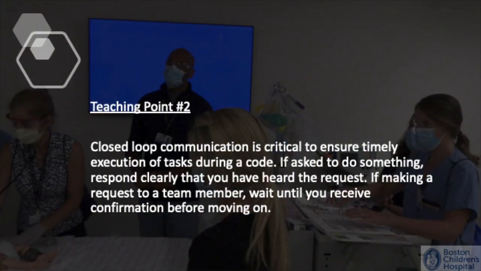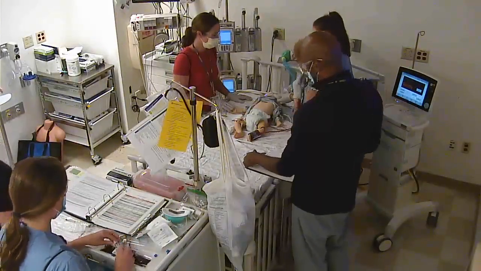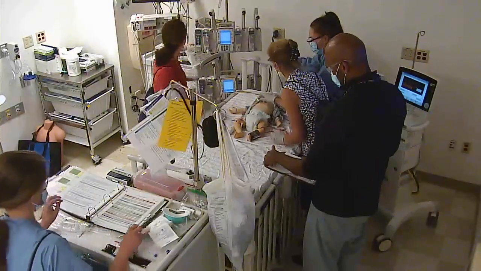Closed-loop communication is critical to ensure timely execution of tasks during a code. If asked to do something, respond clearly that you have heard the request. If making a request to a team member, wait until you receive confirmation before moving on. Megan, can I have you bag the patient while Ann listens for breath sounds? Yes, we're bagging 100%.